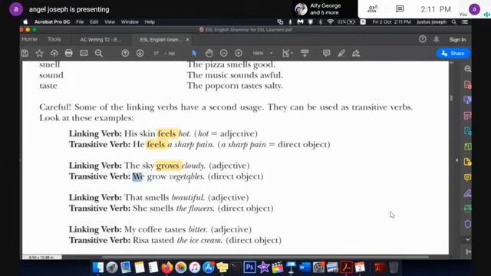Look at the next sentence. We grow vegetables. Okay. Here, nobody is talking about a condition, but rather we are talking about an action. What do we grow? We grow vegetables, not fruits, but vegetables. Okay. So vegetables here is used as an object, a direct object. So grow here is used as a transitive verb.